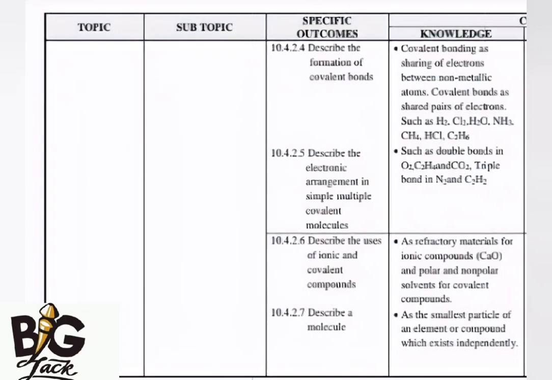As for ionic and covalent bonds, we use them in polar and non-polar solvents. For covalent bonds, we use them in polar and non-polar solvents, okay, for solvent compounds.